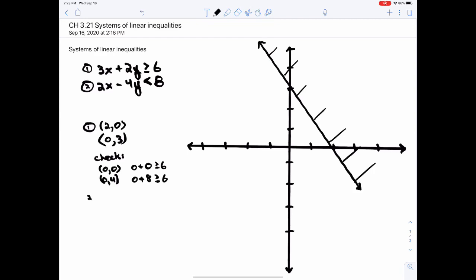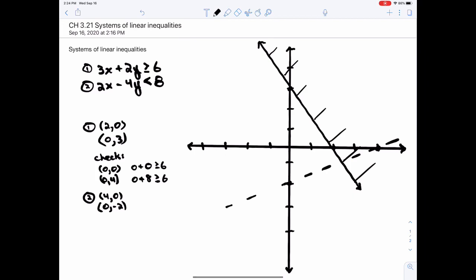Okay, now let's take a look at the second one. The x-intercept is going to be (4, 0). The y-intercept is going to be (0, -2). So we have (4, 0) and (0, -2). Now this one, remember, the points on the line do not make it true because it's not less than or equal to, it's just less than. So this one we're going to dash the line, because the points on the line itself don't make the statement true. So we kind of want to show as little as possible.